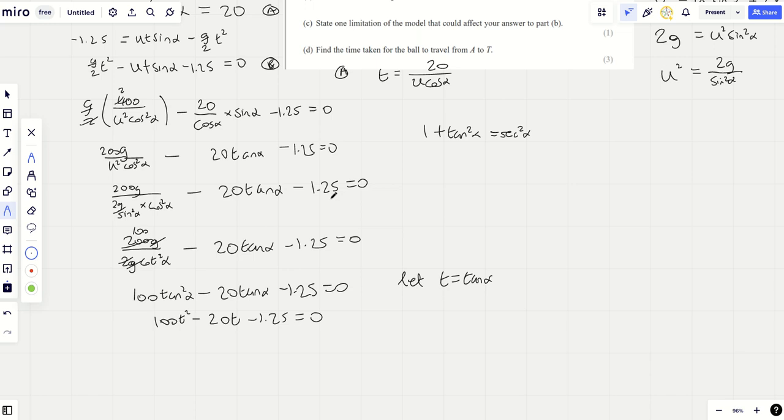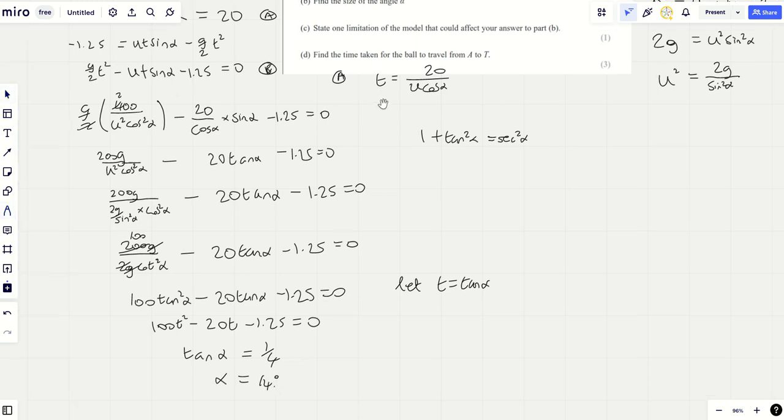Okay, I'm getting a quarter, and that's it. It's a perfect square. So tan alpha equals a quarter according to my calculator. Then we've just got to do inverse tan of a quarter. Inverse tan of 0.25, we get 14 degrees. There we go, we've found it. To two significant figures, it's 14 degrees.